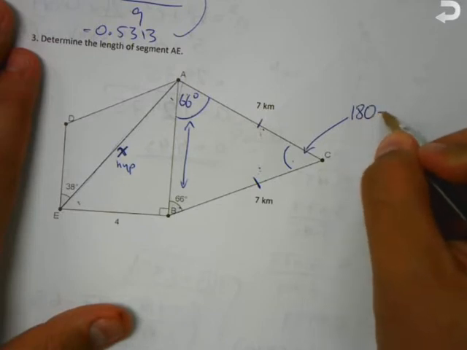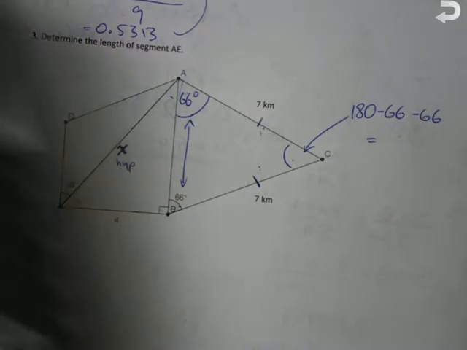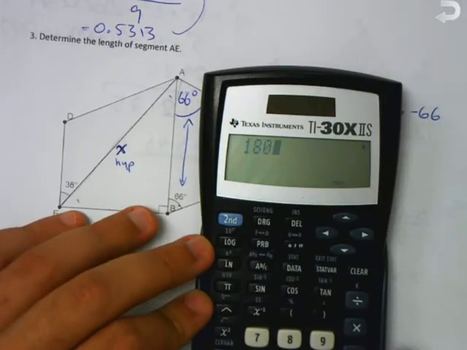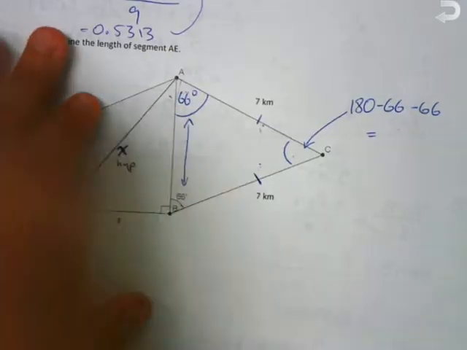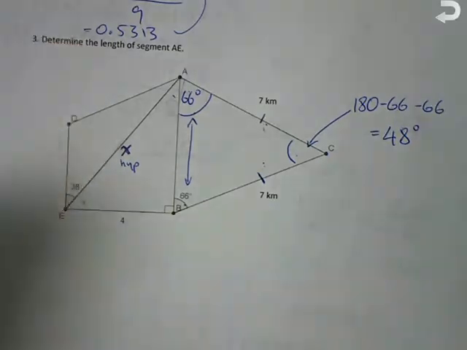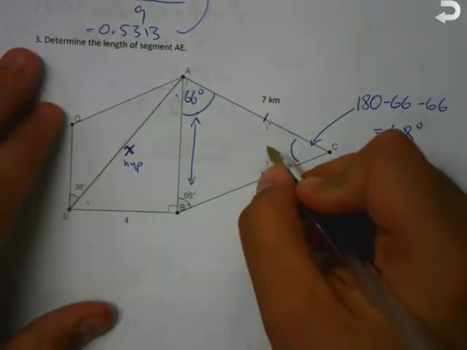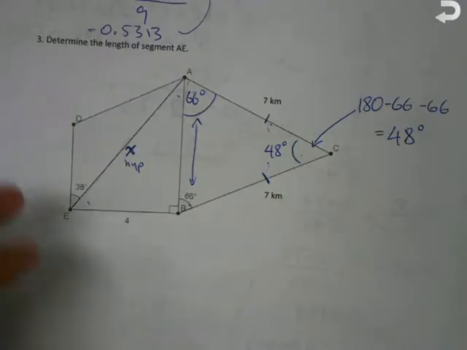So now if I know that this is 66 and this is 66, well, this one here would have to be 180 minus 66 minus 66. Okay, so on our calculator, 180 minus 66 minus 66 is 48 degrees. Okay, so that is 48 degrees.